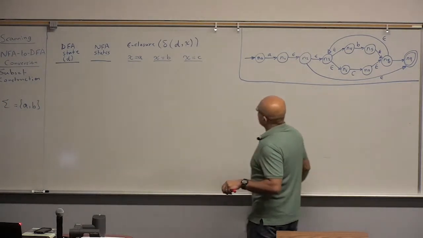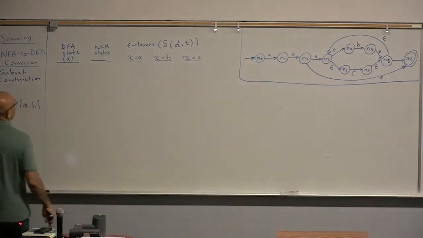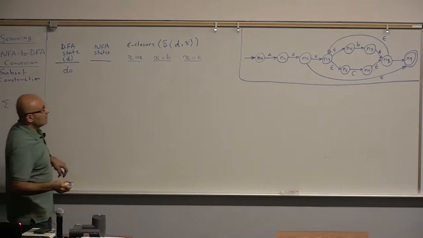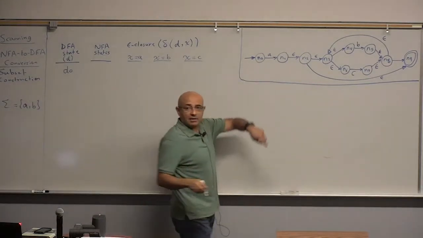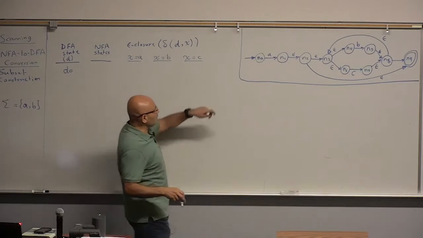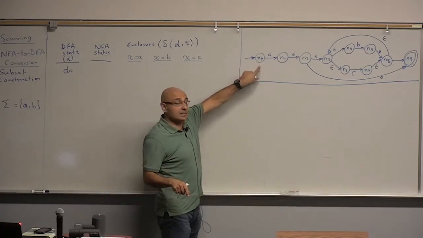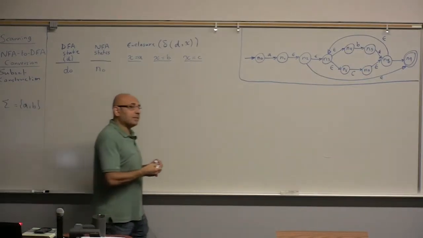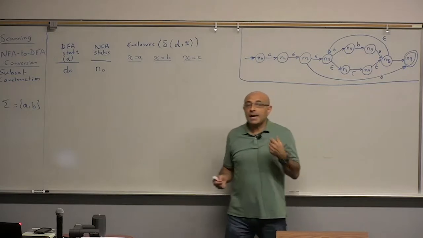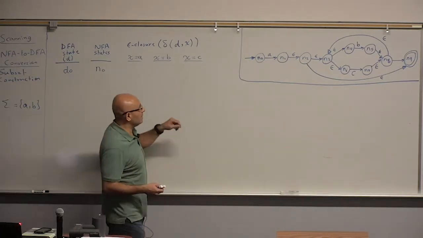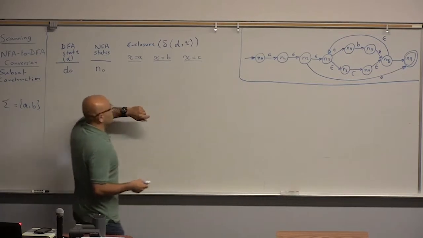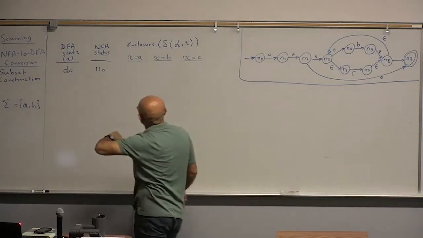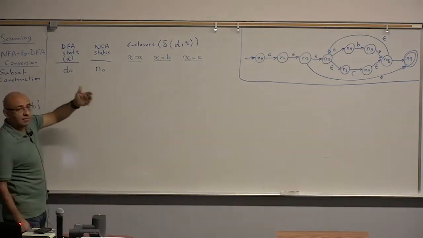Now our seed state, the first state, is going to be our D0, which will always be the epsilon closure of the start state. So the epsilon closure of N0 is what? N0 itself. So this is the first state that we discovered. This is our seed. We start from the epsilon closure of the start state in the NFA, and in this case, it's N0. Then for this, we will compute the transitions, and we will discover new states.